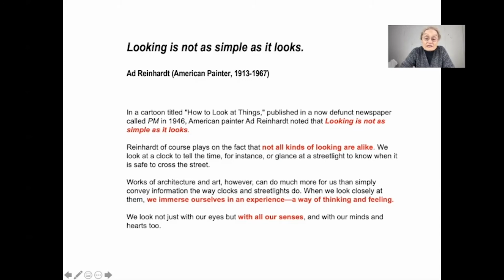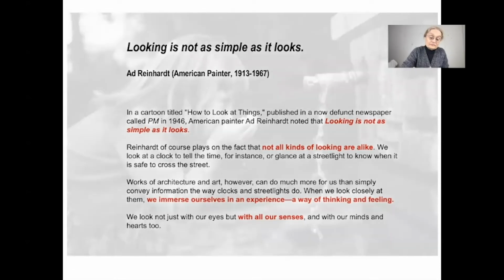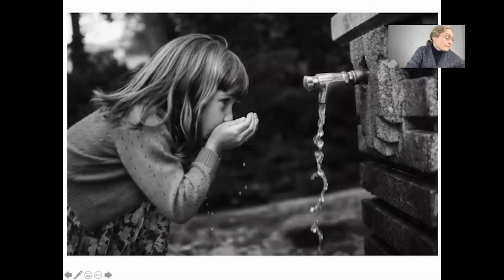Works of art and architecture, however, can do so much more for us than simply convey information, the way clocks and streetlights do. When we look closely at them, we immerse ourselves in an experience, a way of thinking and feeling. We look not just with our eyes, but with all our senses and with our minds and hearts too. This kind of intense experience of the visual world, this deep looking, if you will, is valuable for all of us, not just for designers and artists.